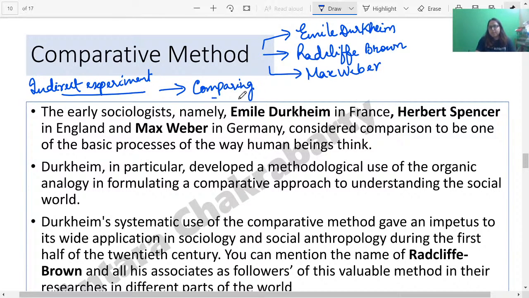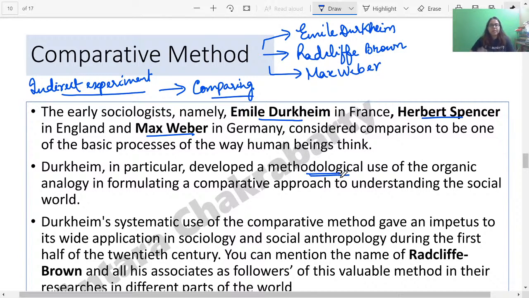For example, when Durkheim is talking about suicide, when Durkheim's theory of suicide goes on, या फिर Brown के अलग-अलग हमारे ethnological studies, या Max Weber के different study of religion, what are these people doing? They are doing nothing but comparing different societies to give us a conclusion. Okay. So we have Emile Durkheim in France, Herbert Spencer in England, and Max Weber in Germany, who have compared different societies to tell us different things.